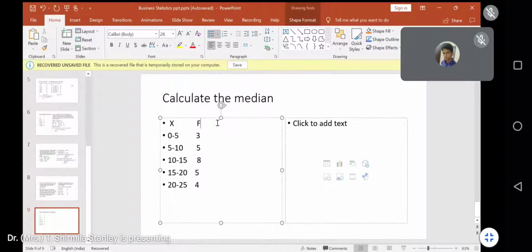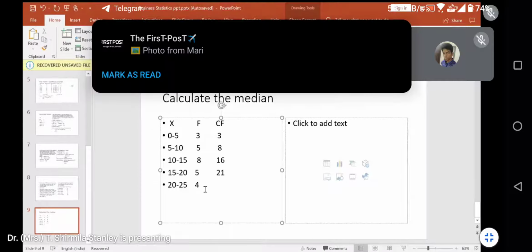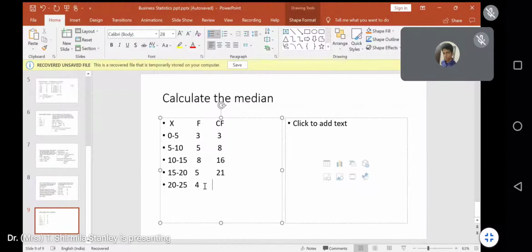Okay, so we'll go step by step. You're going to calculate the cumulative frequency. Fine. First, we'll do that. So 3, then 5 plus 3, 8, 8, 16, 16, 21, 21, 25. 25. Okay, now what is the next step?